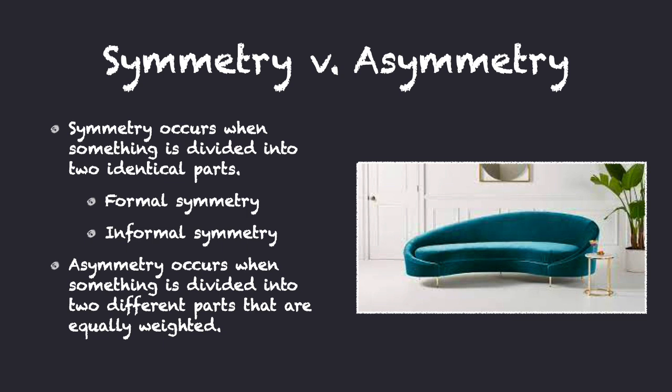With symmetry, you also have what is referred to as formal symmetry, which is achieved when objects on either side of the axis or the center line are identical. Then you have what is known as informal symmetry. This occurs when you have objects on either side of the axis that share the same visual weight. However, they're not identical.